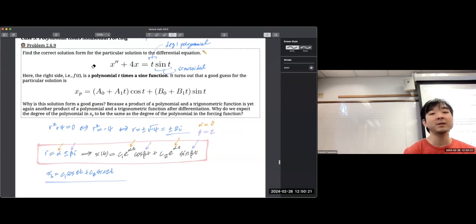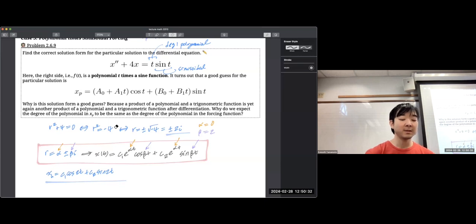So the process is still the same. You're just going to find the homogeneous solution. This turned out to be r squared plus 4 like we had before. Then we're going to use this, and we're just going to see if we need to multiply by t or not, depending on if there's any matching.